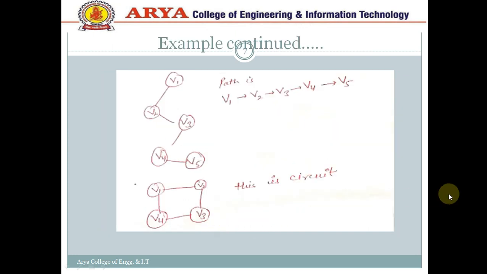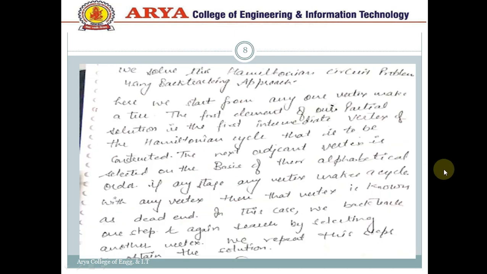In the next, we also represent by the example v1, v2, v3, v4, v5. This is the path, no vertex is same. In this, the number of vertex may be same, so this is known as circuit. Next, we can solve this Hamiltonian circuit problem using the backtracking algorithm.